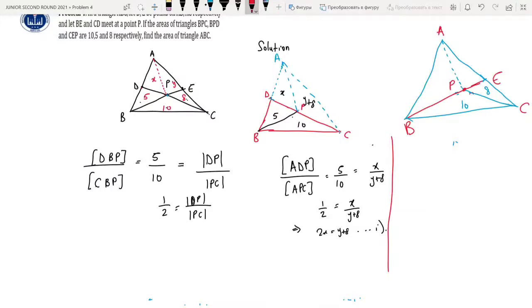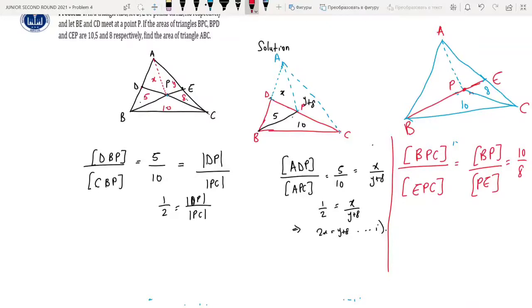So according to the lemma now, the area of triangle BPC over the area of triangle EPC is equal to BP over PE. And in the question, these areas were given, so this equals 10 over 8. So BP over PE is 10 over 8.